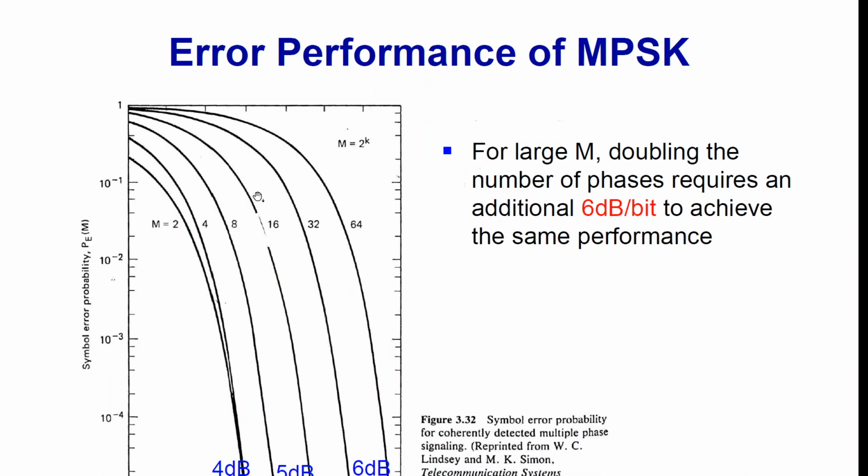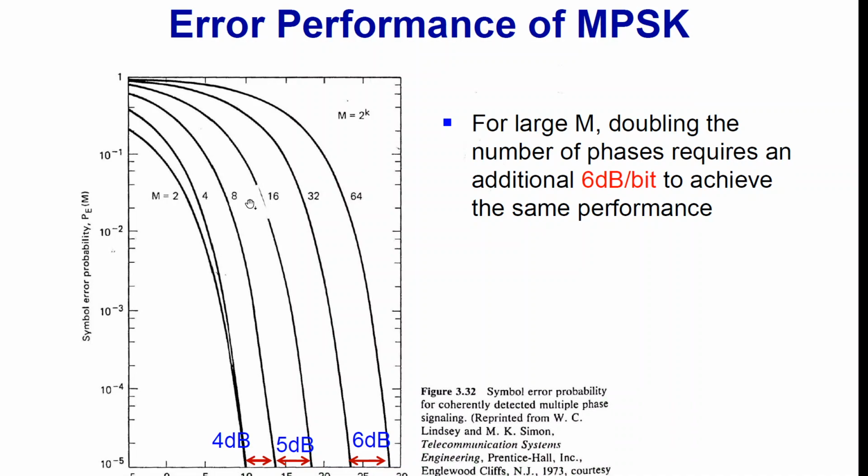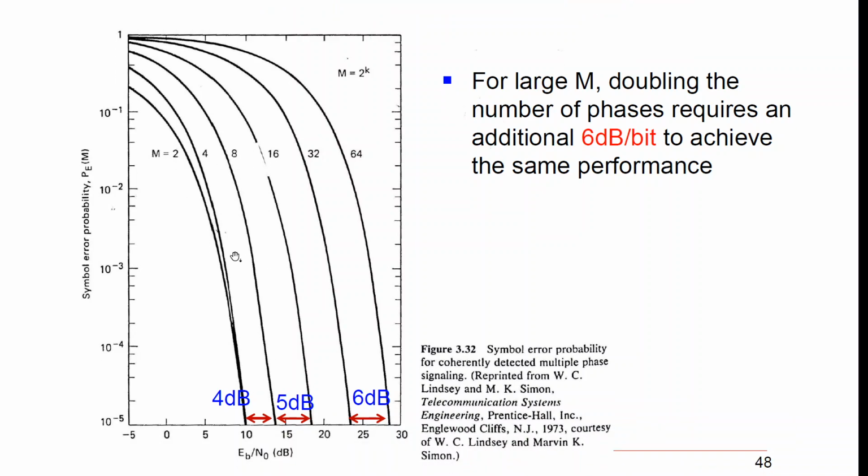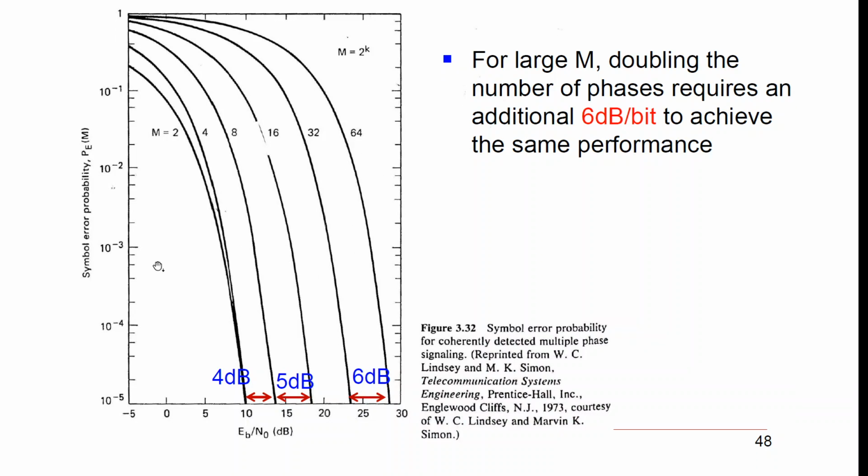So this is the error performance of MPSK. For BPSK and QPSK the error is almost the same. Then for 8PSK the error is more. There is a 4 dB difference. Then a 5 dB difference between 8 and 16. And between 32 and 64, a 6 dB difference is there.